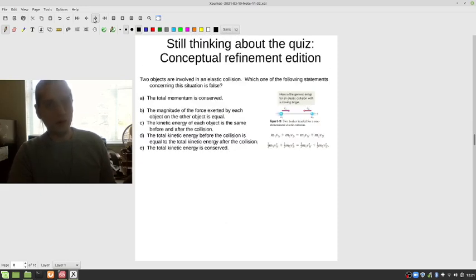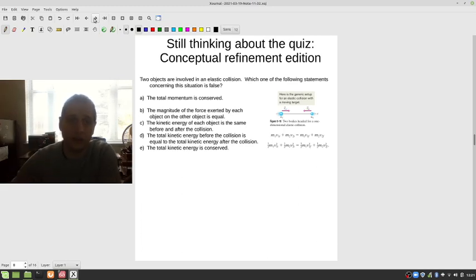All right, so here's a conceptual refinement. It says 2 objects are involved in an elastic collision. Which one of the statements concerning this situation is false? Okay, let's read them. The total momentum is conserved. Seems okay. The magnitude of the force exerted by each object on the other object is equal. That's Newton's third law. Seems okay.